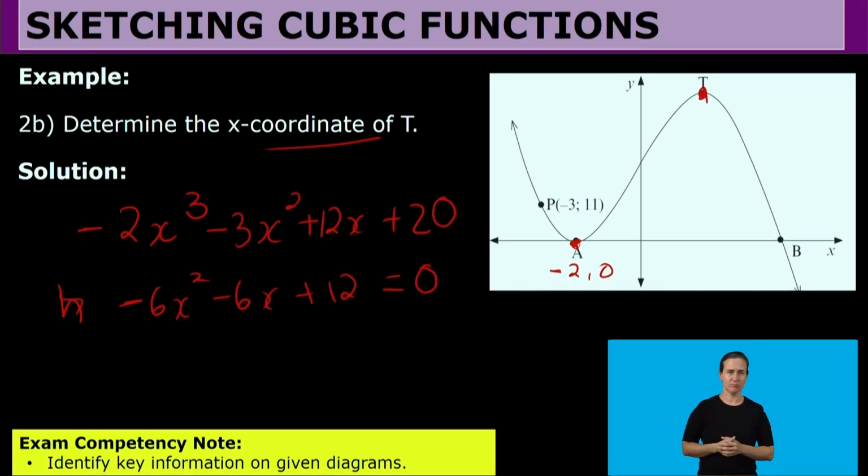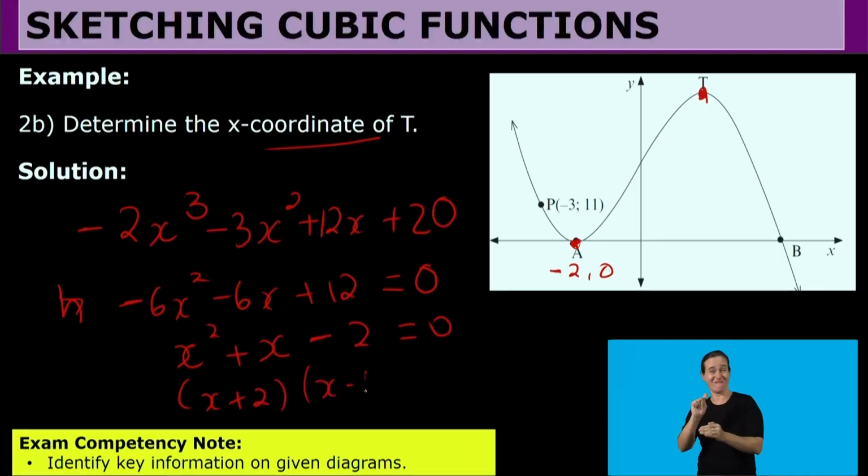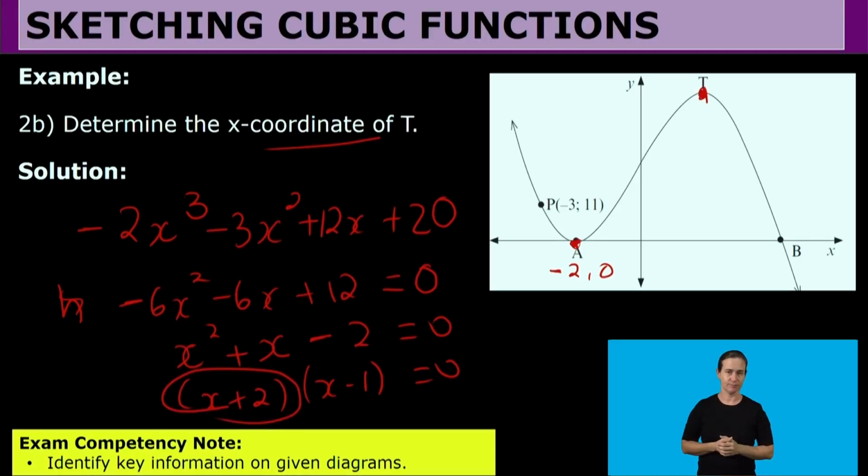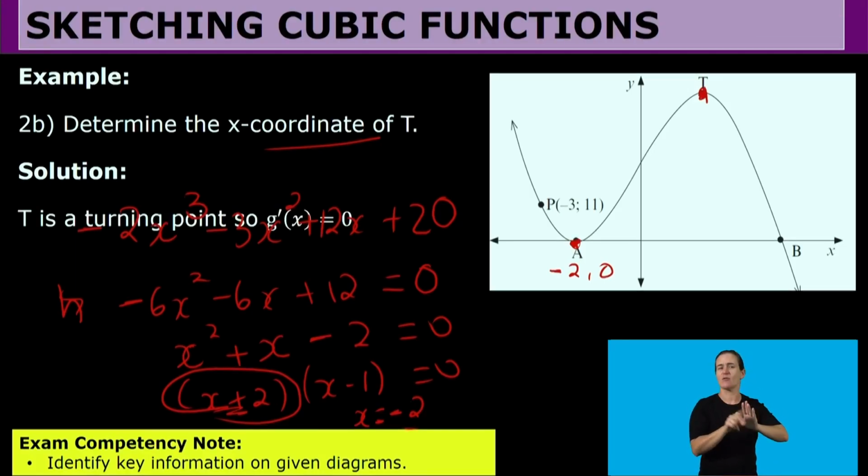When we're looking for our turning points, we set the derivative equal to 0. Let's divide through by negative 6. We get x squared plus x minus 2 is equal to 0. And then we factorize that: (x plus 2)(x minus 1) is equal to 0. So therefore, we get what we expected. We identify that, yes, we have been given this. One of the turning points is -2, so I know that I'm on the right track. These are little key checks that you can do as you go through the exam. We've got x is equal to -2, and that's already been determined. So that one is fine, and then x is equal to 1.